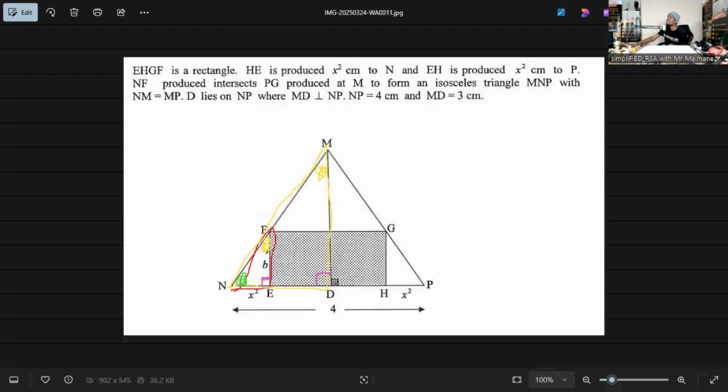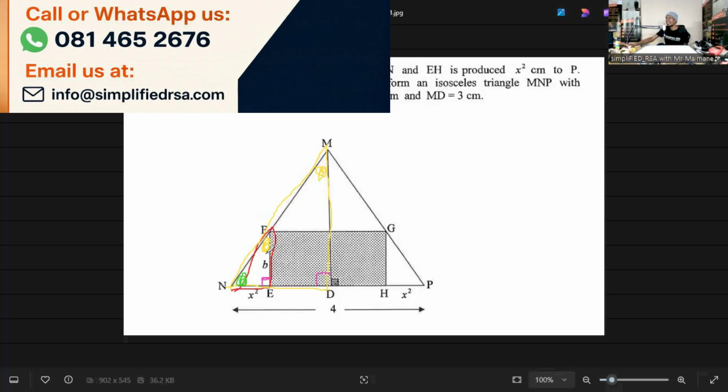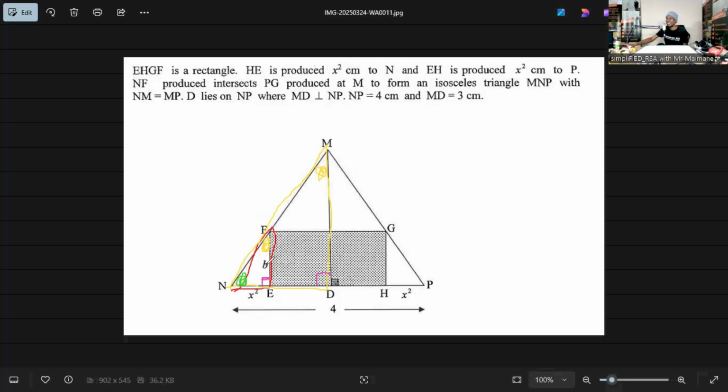And because of that, we can use our application of similarities to get the expression of B in this case. Then I will say NE over FE is equal to ND over MD, as you can see there, because the two triangles are similar. In similarities, we apply it like this.